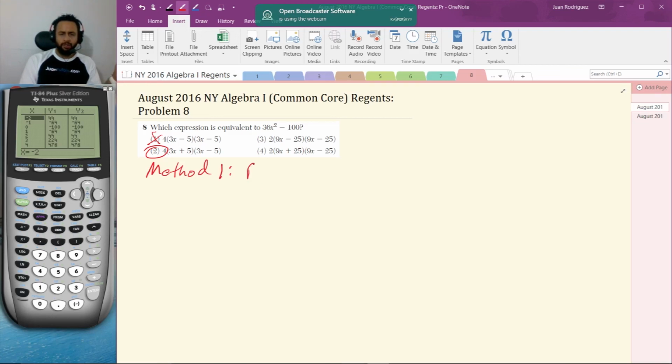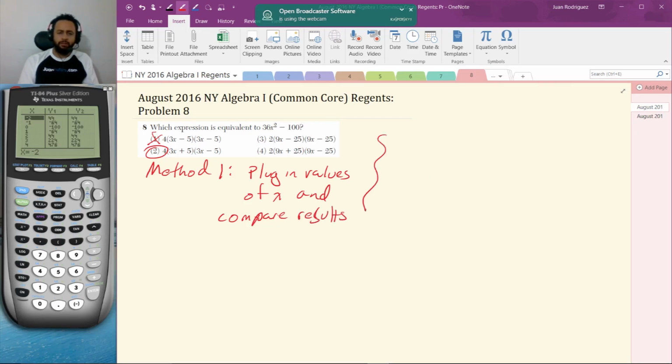So this is plug in and check. Plug in values of x and compare the results.